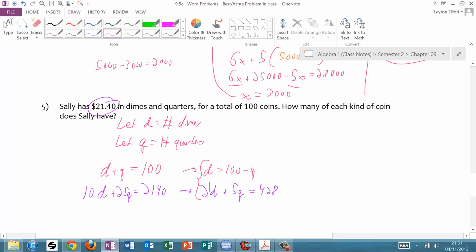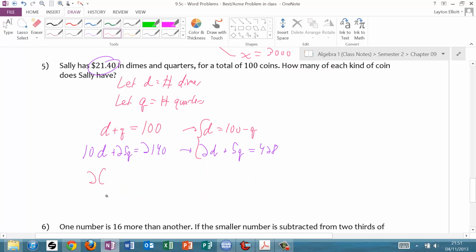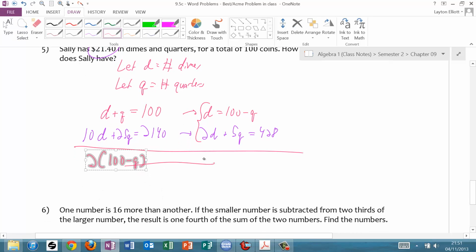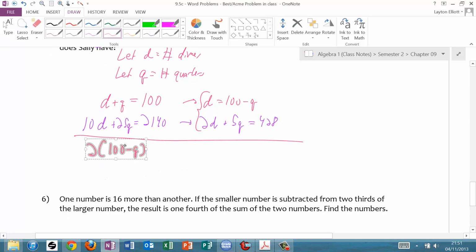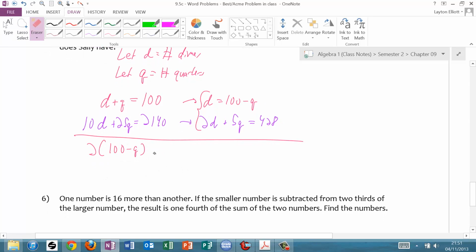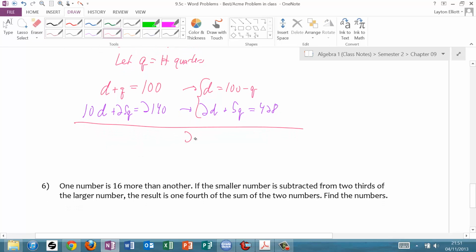And now I'm going to do substitution. 2 times 100 minus q. I should move this over here. Come on. This will let me know who's copying and who's not. Okay, fine. We'll just erase and rewrite it. 2 times 100 minus q plus 5q equals 428.